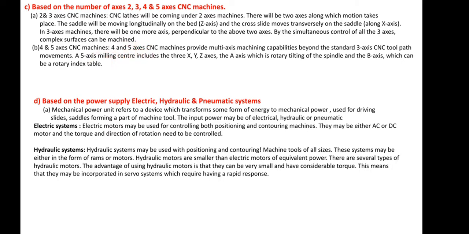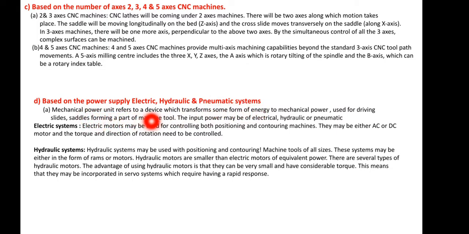Next, 4 and 5 axis CNC machines. 4 and 5 axis CNC machines provide multi-axis machining capabilities beyond the standard 3-axis CNC tool path movements. A 5 axis milling center includes the three axes X, Y, Z, the A axis, which is rotary tilting of the spindle, and the B axis, which can be a rotary index table. Then, based on the power supply: electric, hydraulic and pneumatic systems.